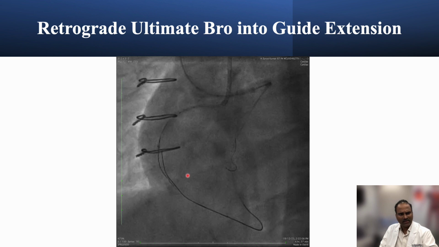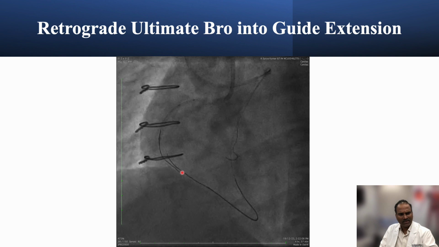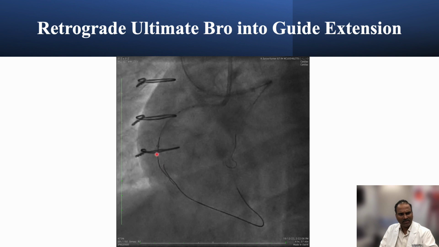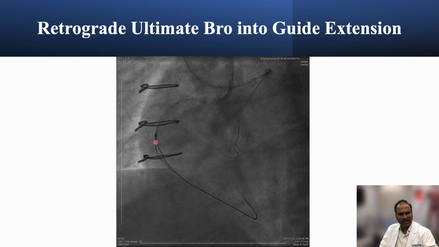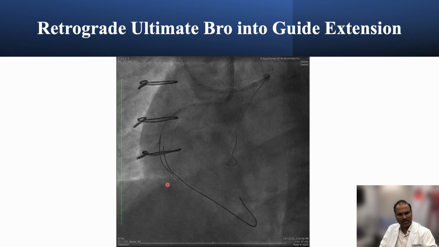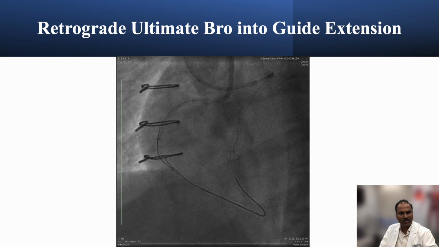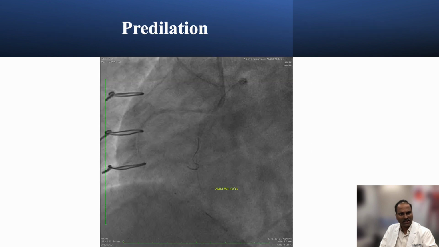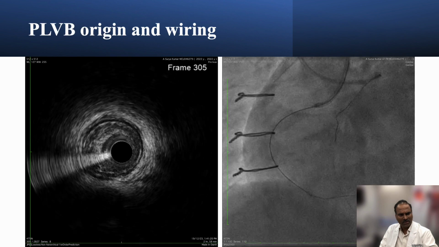And then you can see here we could enter with Ultimate Bro into the guide extension catheter, which was positioned where the original retrograde wire was in true lumen. So with that we externalized, and then we pre-dilated with a 2 mm balloon, and then we had to wire the PLVB because the CTO was extending up to the crux.